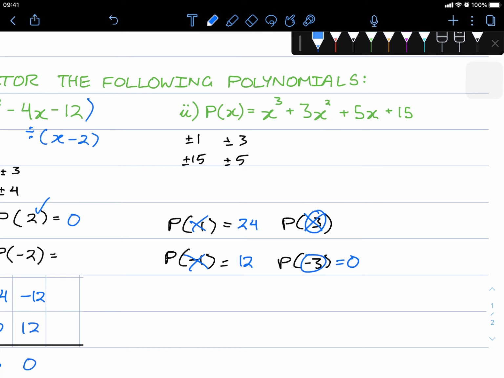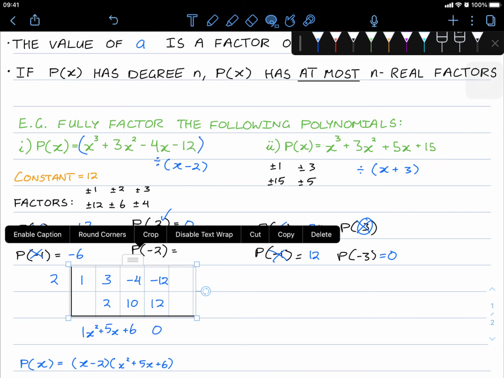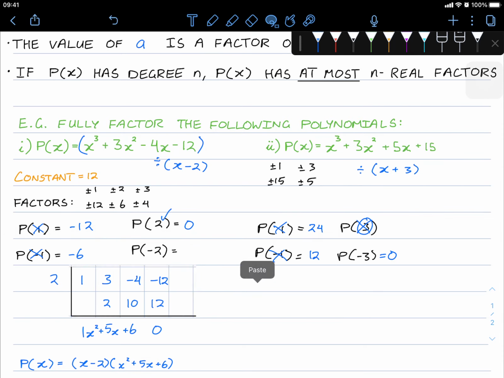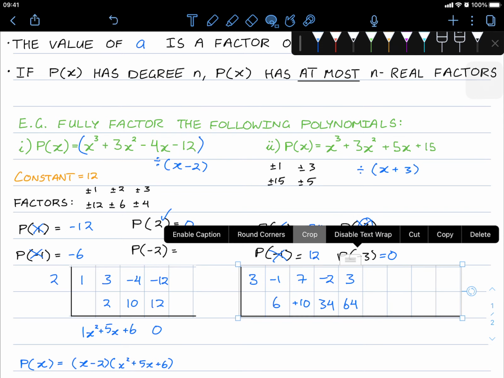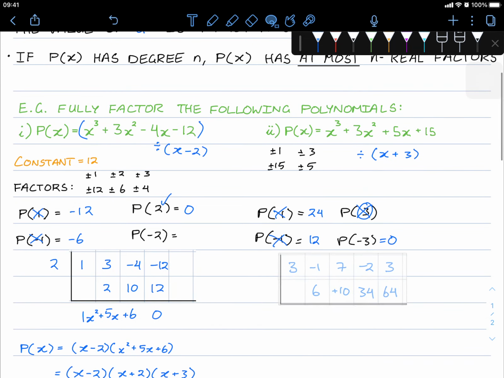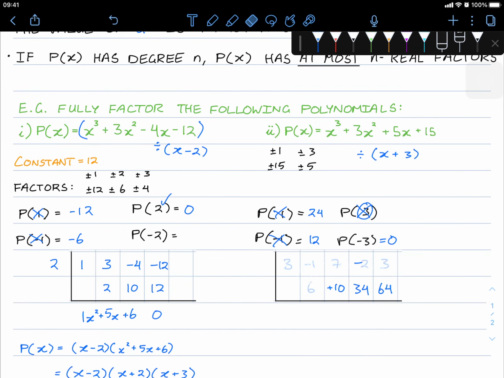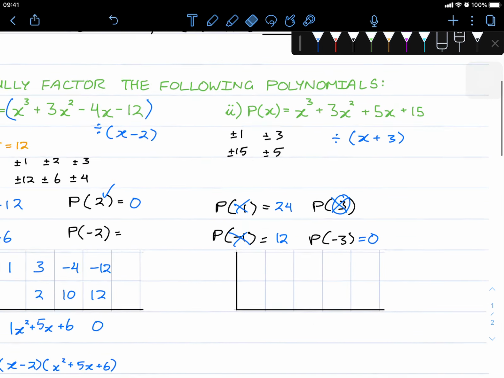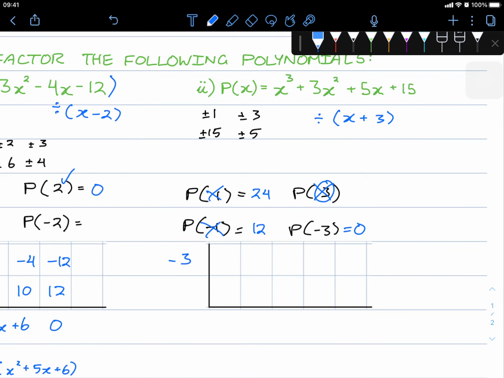So if it's negative 3, it's going to be x minus a. And since a is negative 3, it'll be x minus minus 3, which is x plus 3. That's going to be our divisor. Let's copy this. And let's get rid of a few. And let's erase what we need. So negative 3 is going to be our divisor.